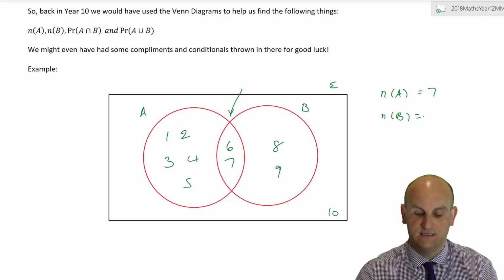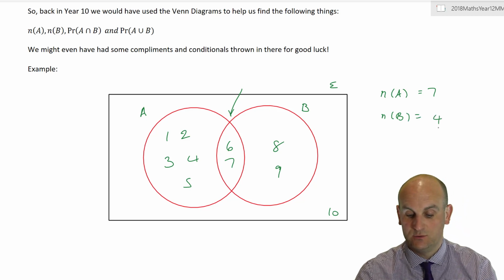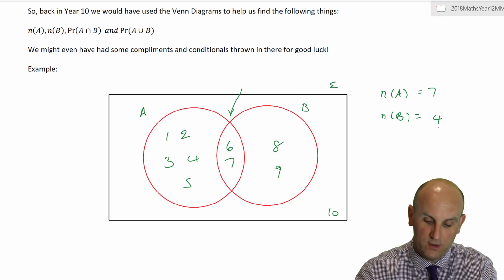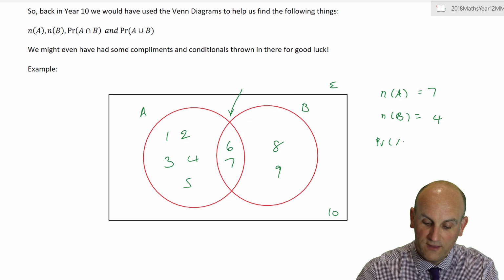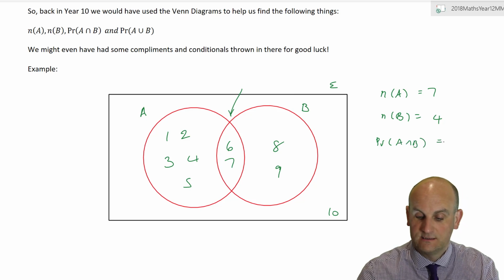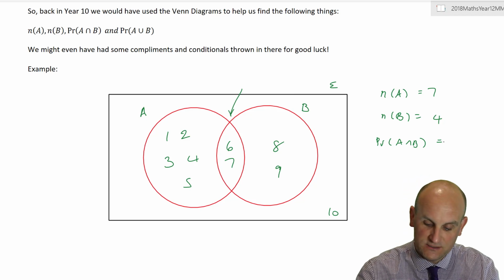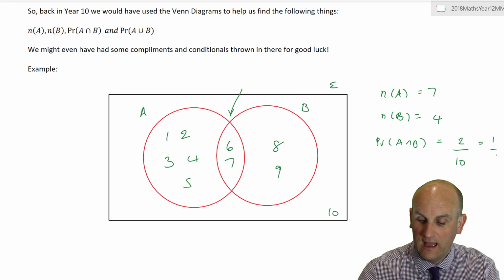If I wanted to look at n(B), what would I have? Well, that's the number of elements in B. In that situation it would be 4, because the 6 and 7 are still in B; they're in A, and they're in B. What about the probability of A and B? Finding the probability of A and B, well, "and" is that intersection. How many numbers do we have? We have 2 numbers. Out of how many in total? 10. And so we have 1 in 5.